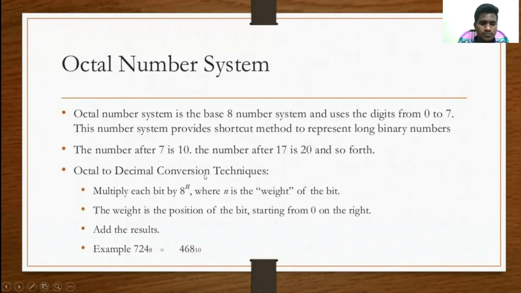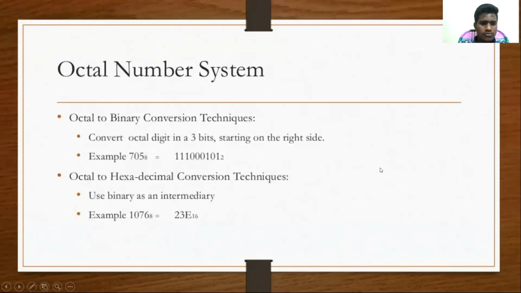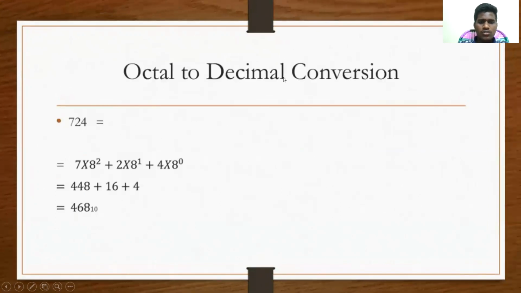Octal to decimal conversion. We will see these conversions with one example. Here 724 is the octal number, and we have to convert it into a decimal number. To do so, we have to start from the right side bit: 4 into 8 power 0. What is meant by 8? 8 is the base of this octal number. So we multiply with 8 power 0, and 2 into 8 power 1, plus 7 into 8 power 2. The sum of these values will give the decimal number.